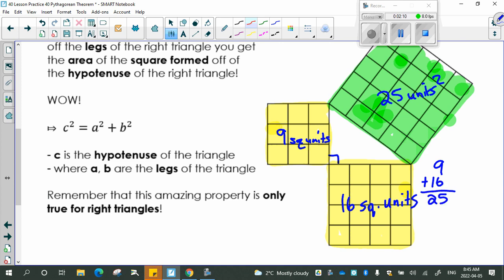That means this is a right angle triangle. So the areas of the squares on the legs equal the area of the square on the hypotenuse. You add these areas together, you get that area. So area 1, area 2, area 3: area 1 plus area 2 is area 3.